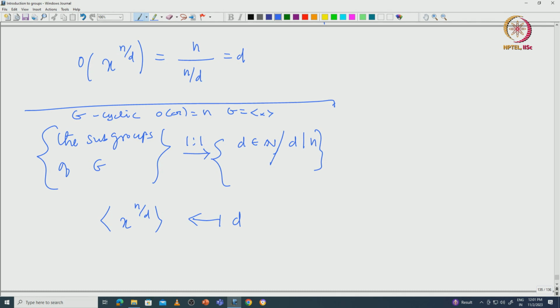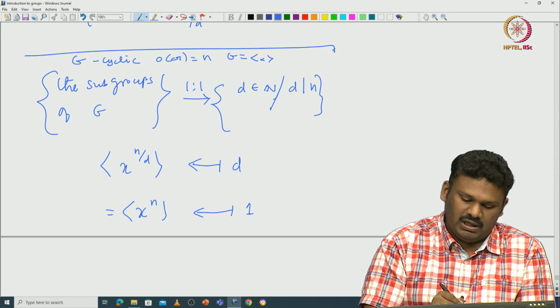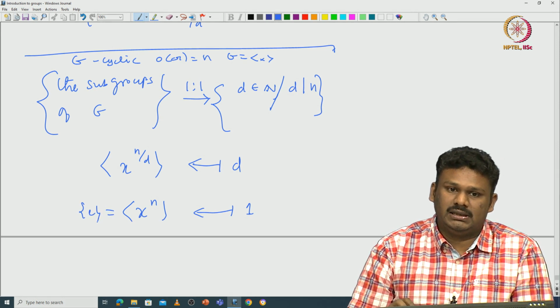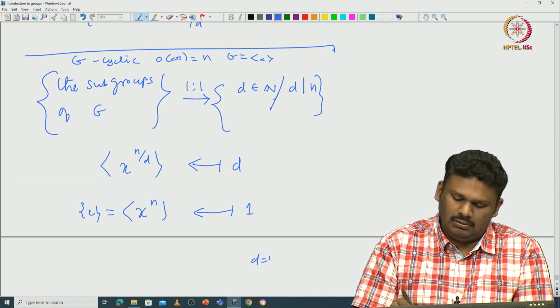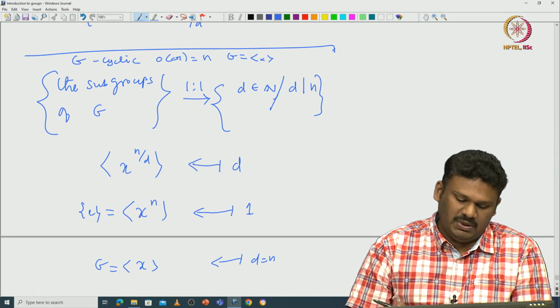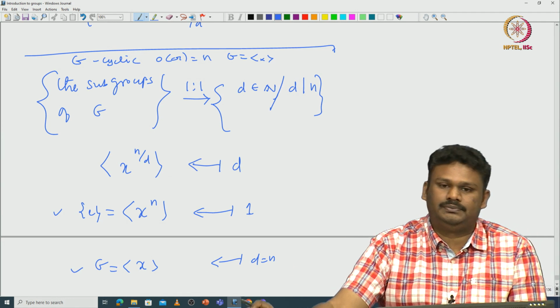Okay. So, now you can see that when D is 1, then this is x power n. So, the subgroup generated by x power n is just the identity. Okay. When D is n, then this corresponds to the subgroup generated by x, which is G. So, it is sandwiched between identity and G, and then you cover all the subgroups.